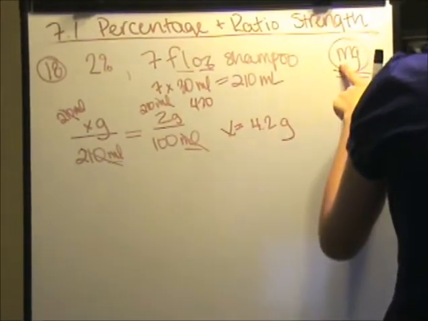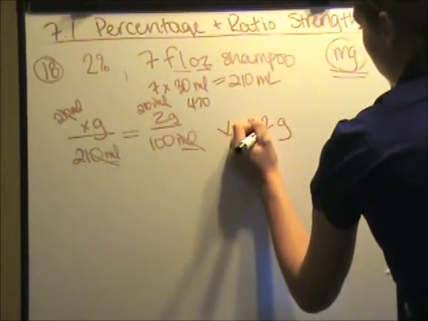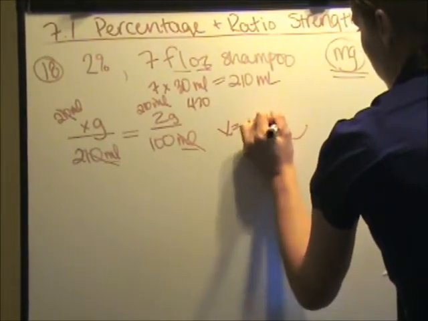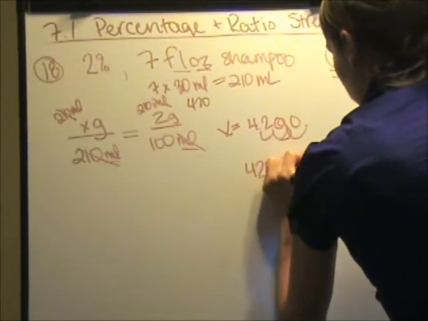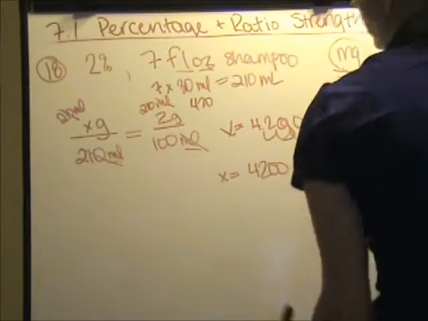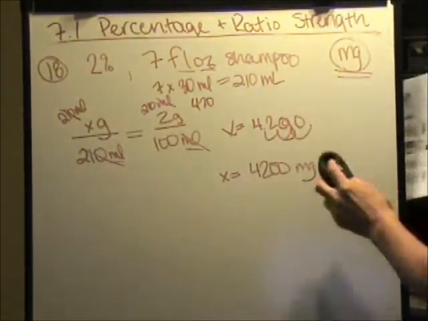But remember, we need to convert it to milligrams. Move it 3 to the right, 1, 2, and 3. So we're going to add 2 zeros. So our final answer is going to be X equals 4,200 milligrams.